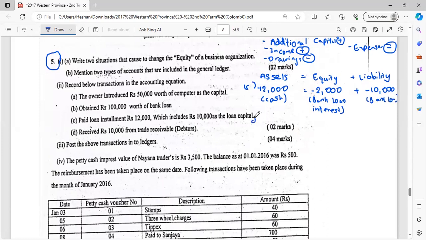When it comes to D, receive 10,000 from trade receivable, which means debtors. Asset increased by 10,000 as cash. Asset decreased by 10,000 as debtors. Equity 0, liability 0.